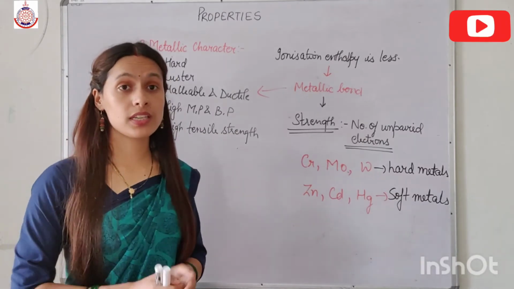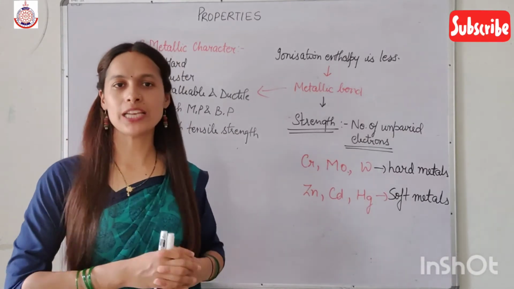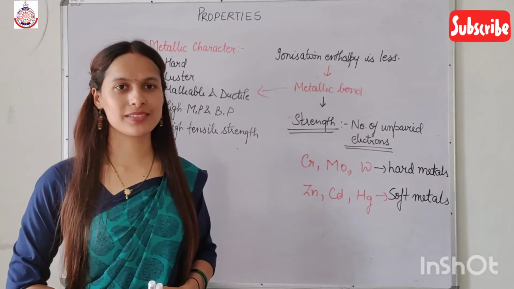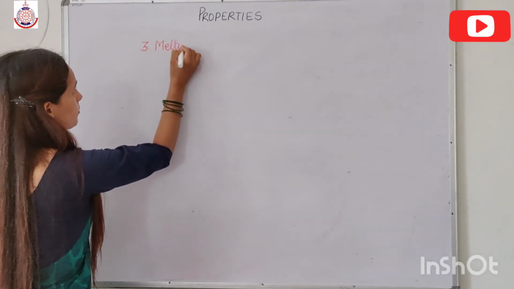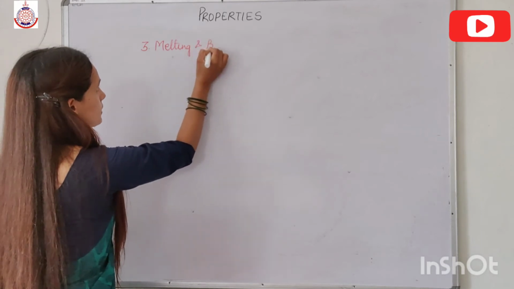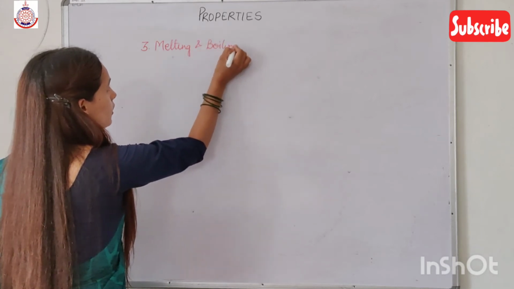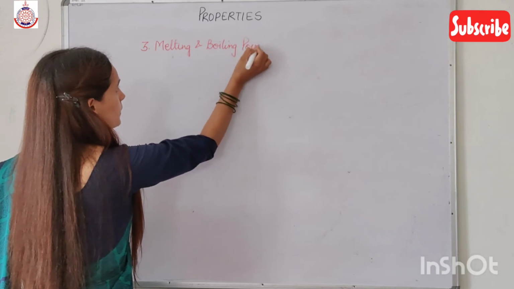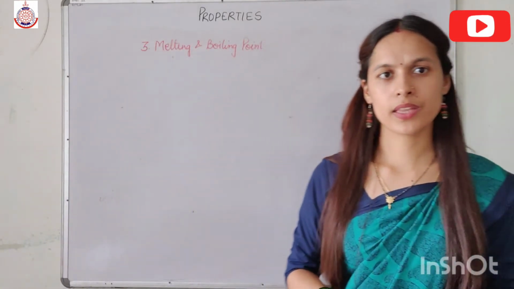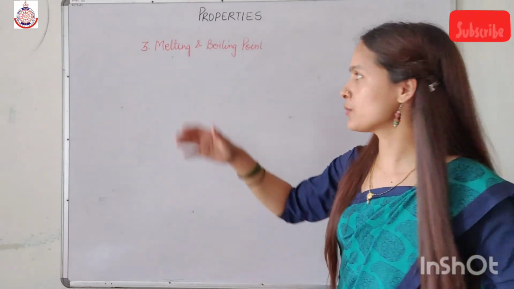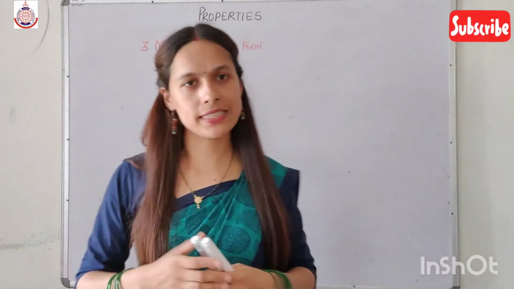Now we'll talk about the melting point and the boiling point of the d block elements. Third is melting and boiling point. In our previous point, we studied that they show typical metallic character, and if they have metallic character, it means they show high melting and boiling point.